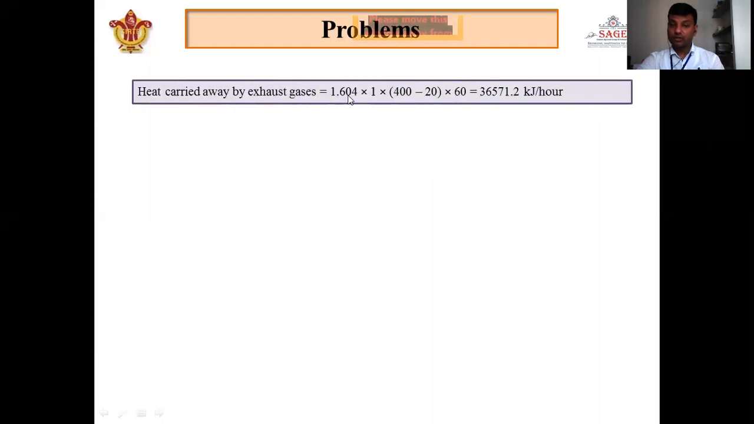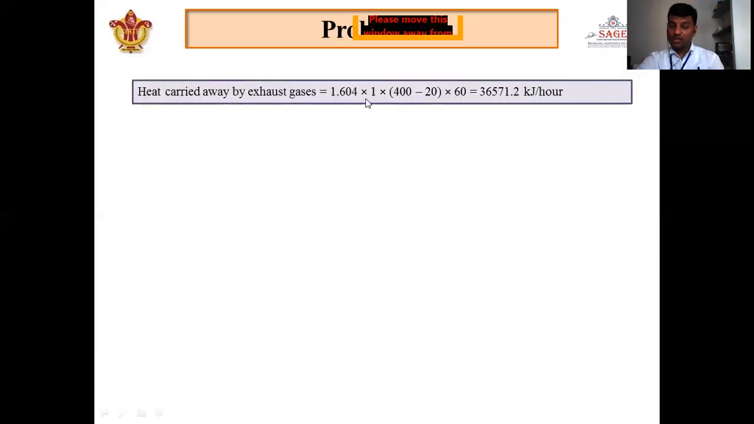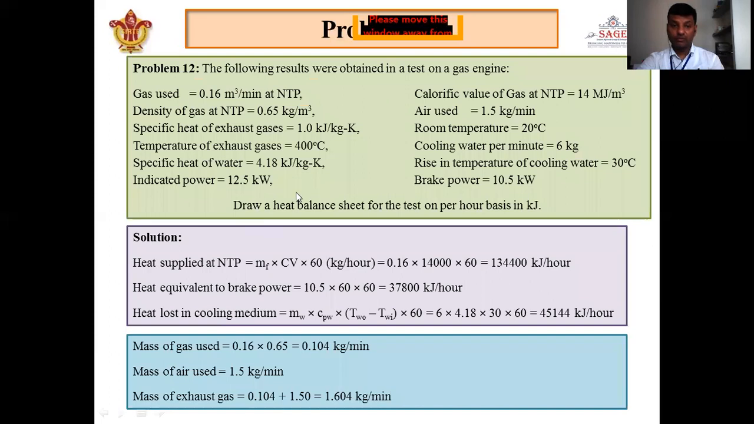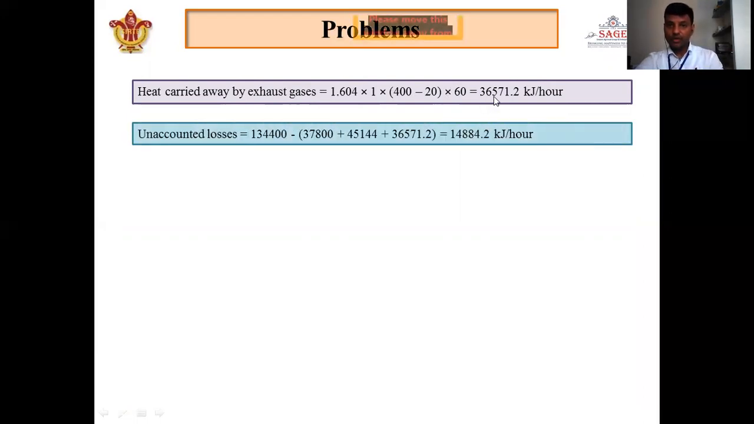So here we have to do this. This is the mass of exhaust gas that we have just calculated, 1.604. The specific heat of exhaust gas is given as 1 kilojoule per kg Kelvin. The rise in temperature is 400 degrees for the exhaust gas and 20 degrees for room temperature. All of this is coming in kilojoule per minute, so to convert it to kilojoule per hour, we multiply by 60. Finally, the heat carried away by the exhaust gas is 36571.2 kilojoule per hour.